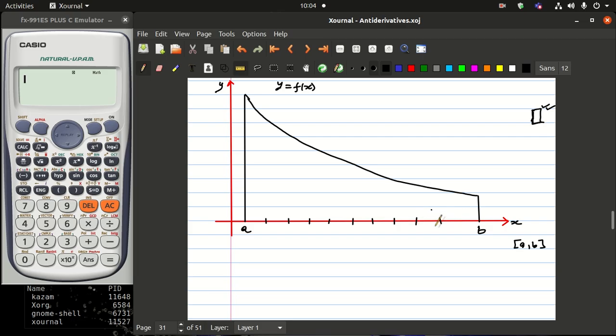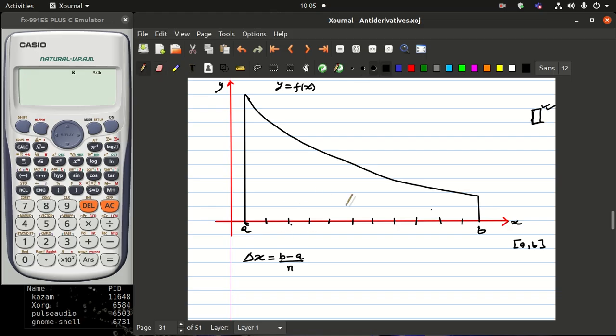Divide this into n equal sub-intervals. So if you look at this length and that length, all these lengths are equal. And these lengths are called delta x. This delta x is the same as b minus a divided by n, because n is the number of sub-intervals that I need here. So that's the first thing that you do.